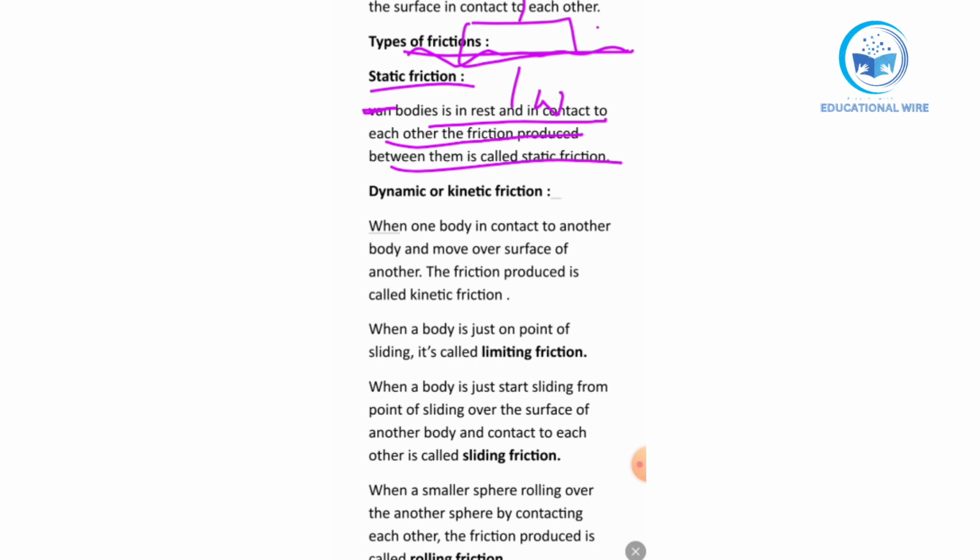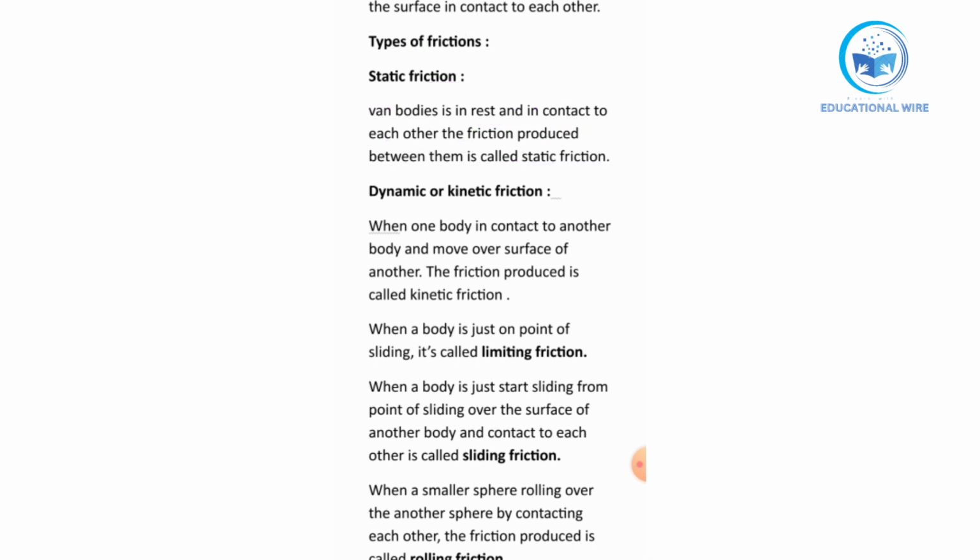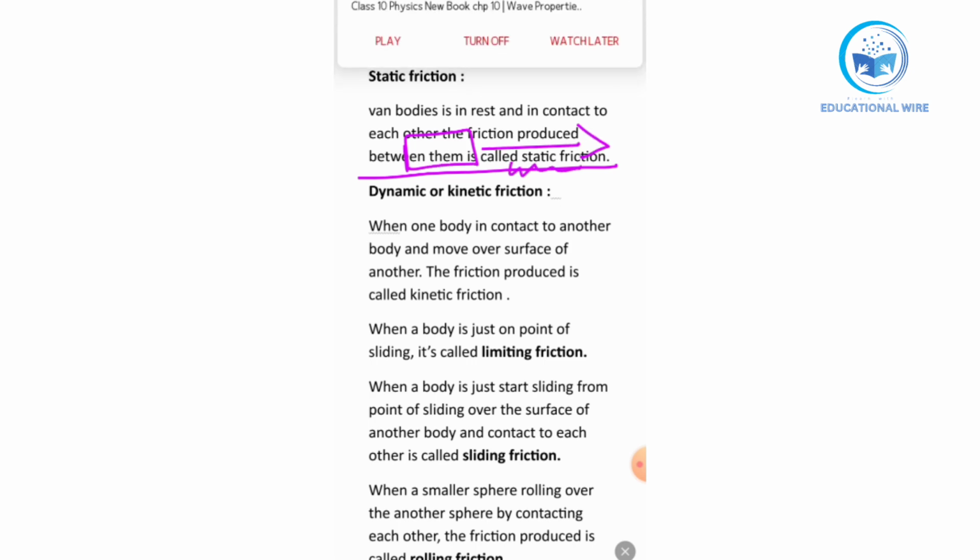Now the friction produced in this case is called static friction, but dynamic or kinetic friction is the opposite of it. When one body is in contact with another body and moves over the surface of the other, here is one body in contact with another body, but it's moving forward. The friction it produces will be called dynamic or kinetic friction.